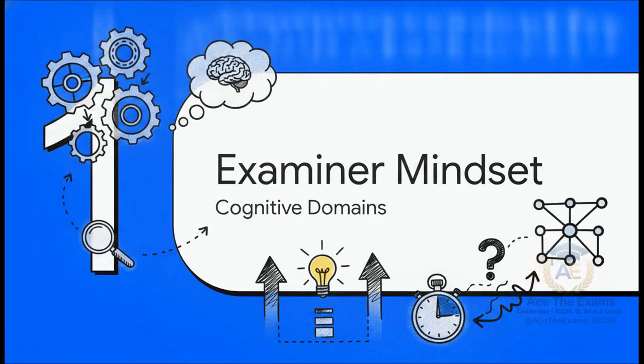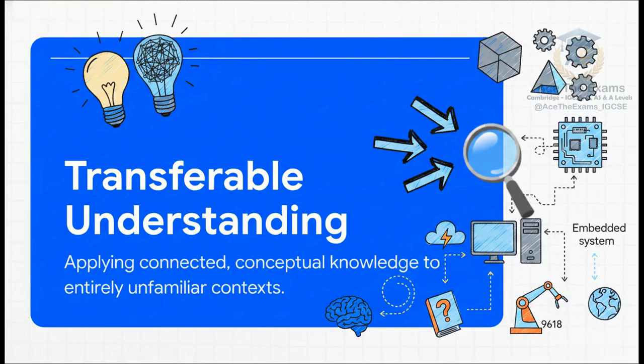Section 1, the examiner mindset. Specifically, we need to talk about understanding cognitive domains. Here is the secret. The examiner isn't just asking, what is clock speed? Anyone can answer that. They want to see high-level cognitive domains in action, like application and analysis. And this brings us to a concept that literally separates the A-star students from the rest of the pack.